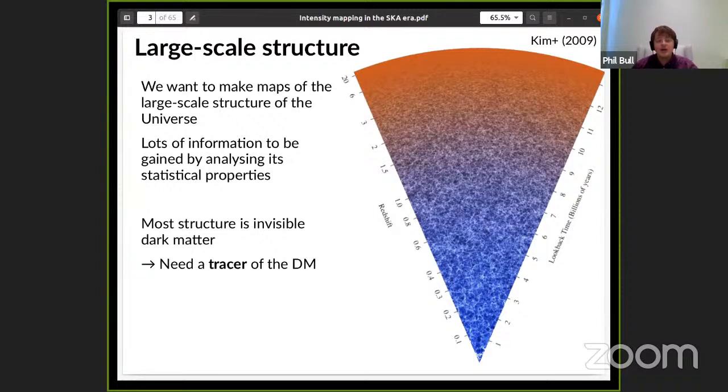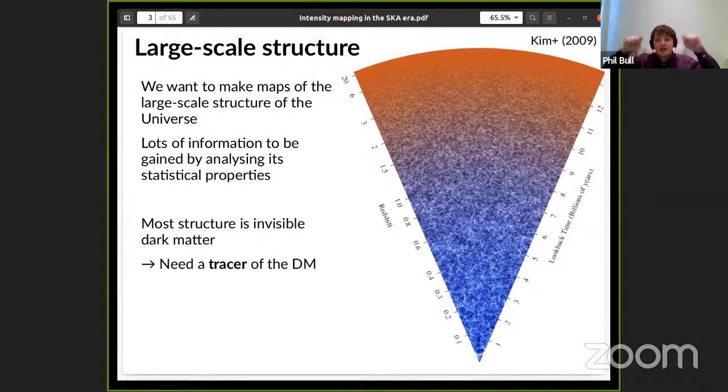So we know we want to gather as much information about the large-scale structure as we possibly can. And the way we do that is by trying to make maps of it, and then by analyzing the statistical properties of those maps. So the structure we see in front of us, I've shown you an example from a simulation here by Kim et al. from 2009. What you can see is that this is a simulated map of the large-scale structure of the universe.